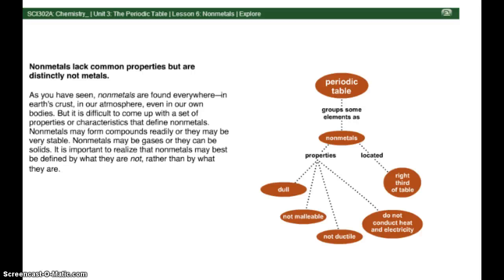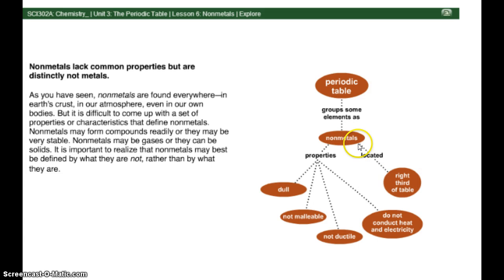Nonmetals lack properties but are distinctly not metals. As you've seen, nonmetals are found everywhere in Earth's crust, in our atmosphere, even in our own bodies. But it is difficult to come up with a set of properties or characteristics that define nonmetals. Nonmetals may form compounds readily, or they can be very stable, the noble gases. Nonmetals may be gaseous or they may be solids.